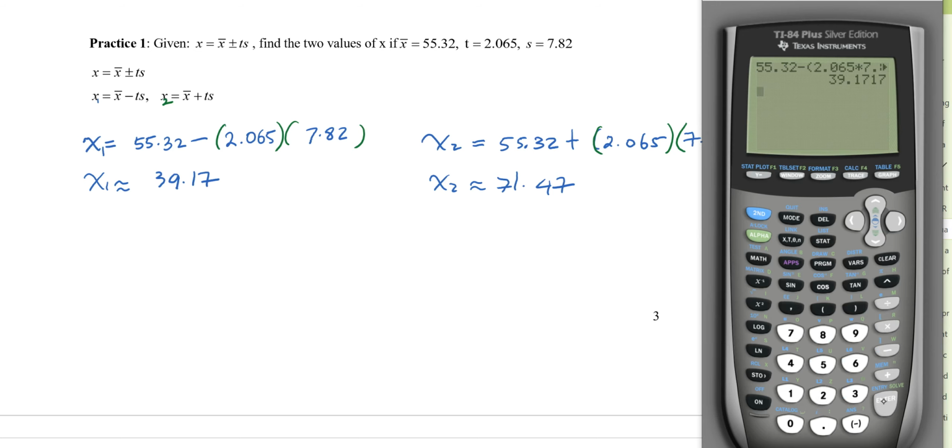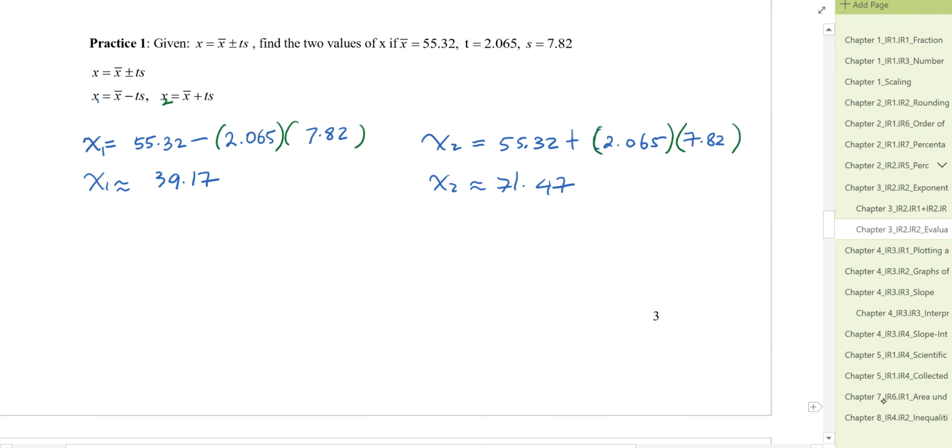I can evaluate the same thing for the other one. Now, if I want to write my answer in interval notation, I will write the smaller number first, which is x1. The minus is always smaller, and then the one with the plus. So in interval notation, I can write it where the smaller number is on the left, which is 39.17, and the bigger number on the right, which is 71.43, right?